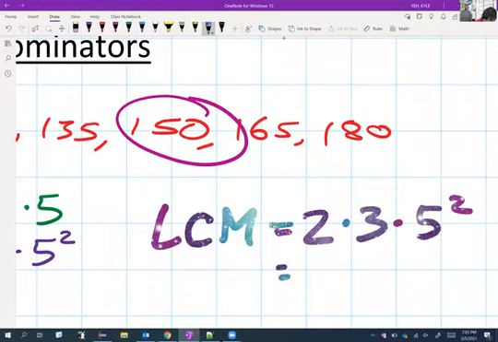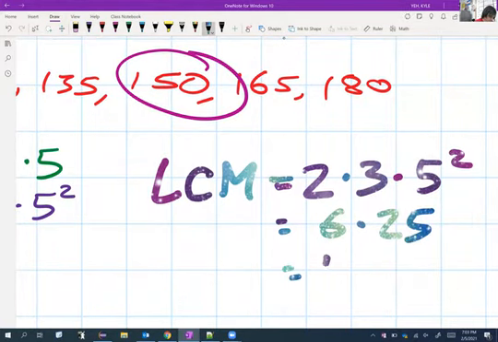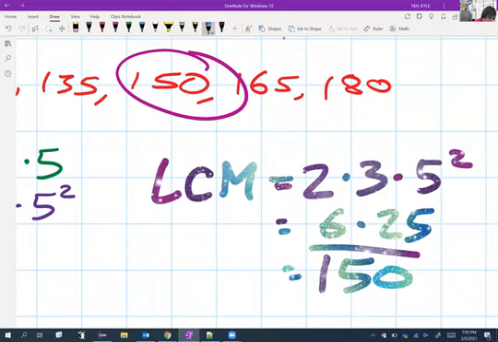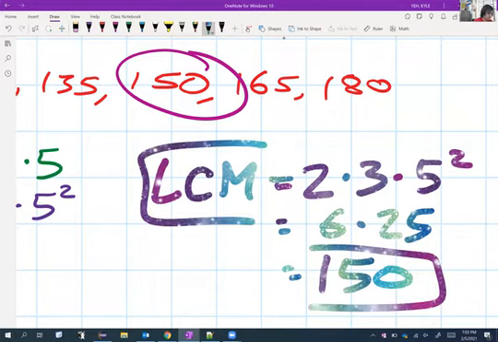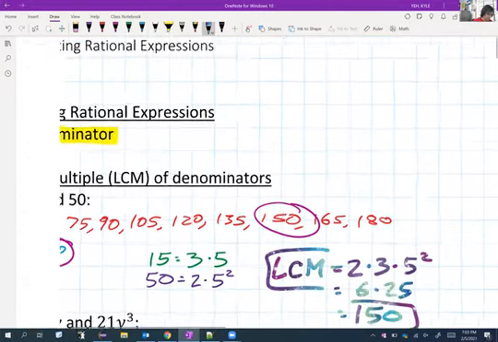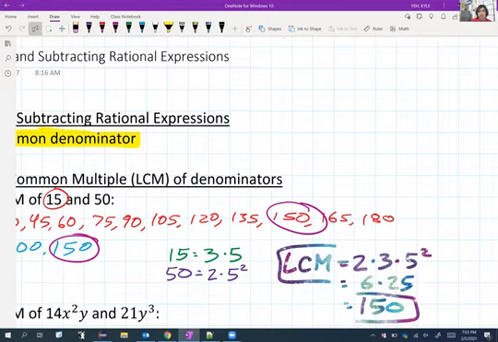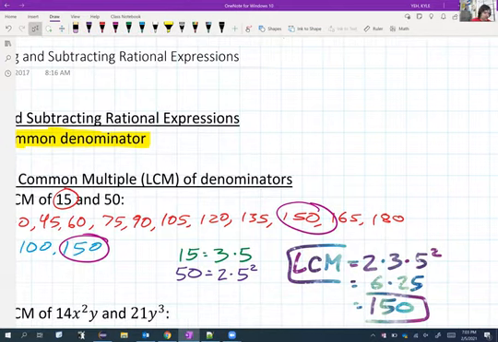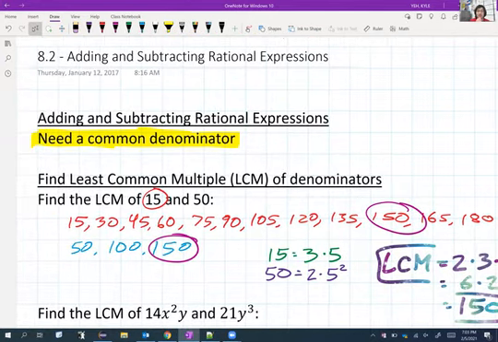So that's 2 times 3 is 6, times 5 squared is 25. 6 times 25, 150. And I used my space pen there because I want it to kind of stick out. That's probably a much better and more efficient way to find the LCM of two numbers. If they're two easy numbers, sure, list them out on your paper, list them out in your head, find it.